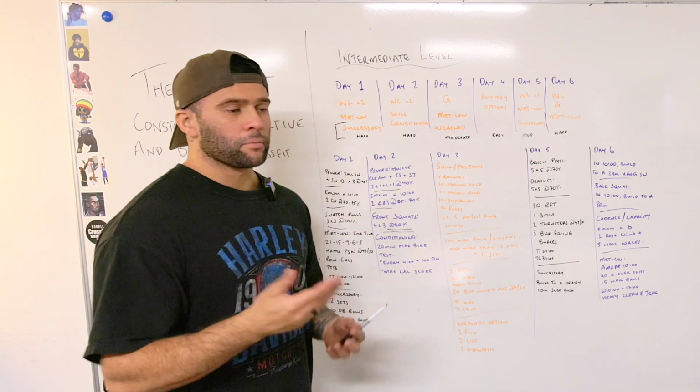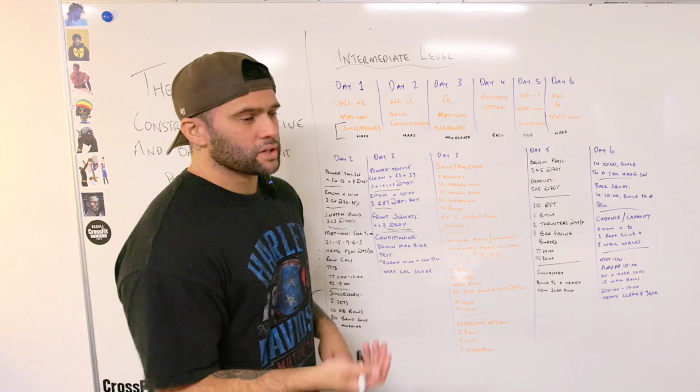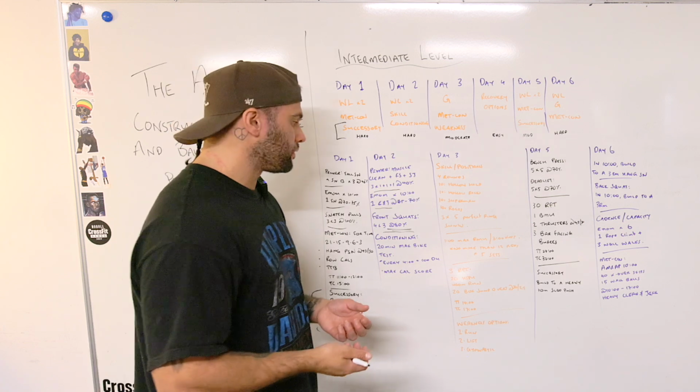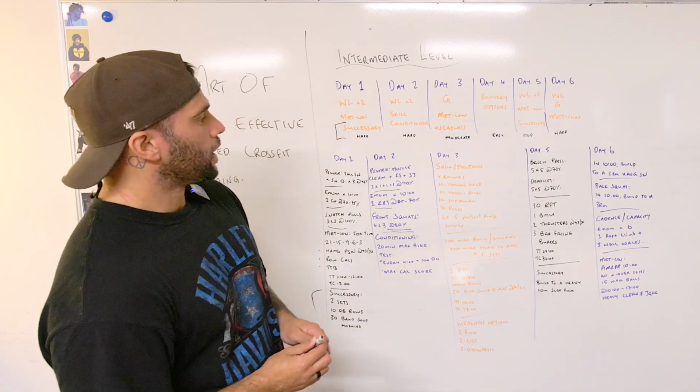Am I breaking my bike into intervals? Am I kind of going with a 10-second hard effort, 30-second active recovery effort? Or am I just holding a constant pace? There's so many ways you can break that down.